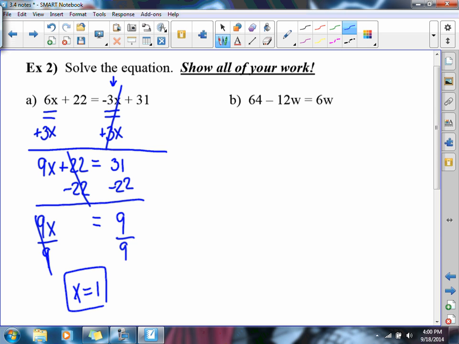So that basically had 3 steps that we had to do. I had to move the x, I had to move the 22, and then I had to divide. So that's why it's a multi-step equation. You're doing more than 1 or 2 steps.